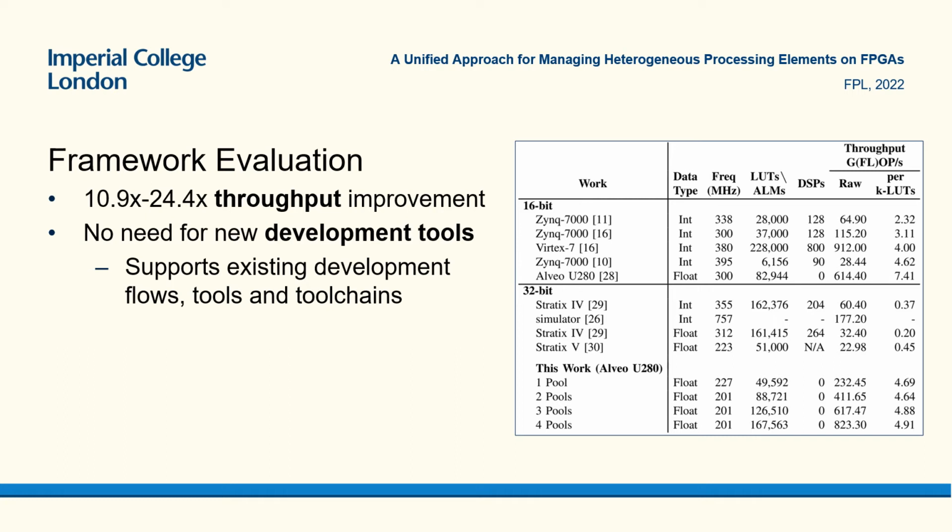Another important point is that by uniting processing elements by their function, we don't need any new development tools or tool chains. This means that as well as supporting all existing processing elements, we also support all the different tools and tool chains and processes that were used to create them. So application developers can then make use of our new compute pools using their existing development flows.